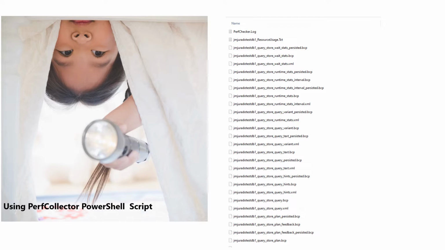This is an example of the files that are going to be generated by the PerfCollector. We are going to have a file with the extension log that contains all the information about the process that we run. We are going to have one file per database plus the tests that we did, for example resource stats, the BCP file about the query wait statistics, etc. You can open these files in order to check the best practices about them.